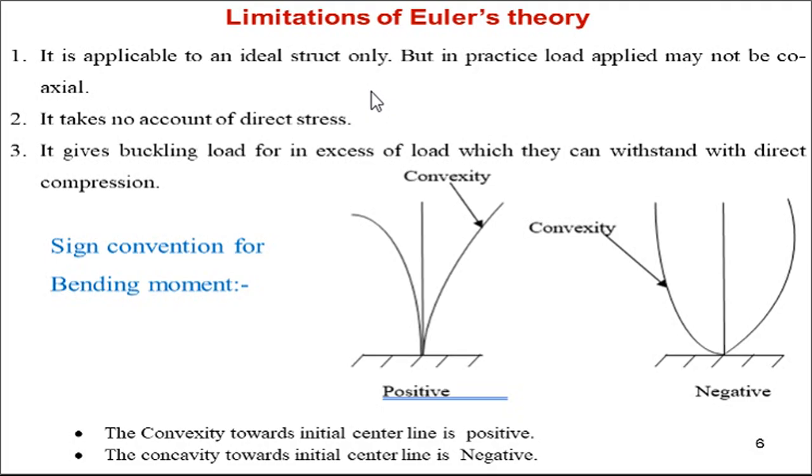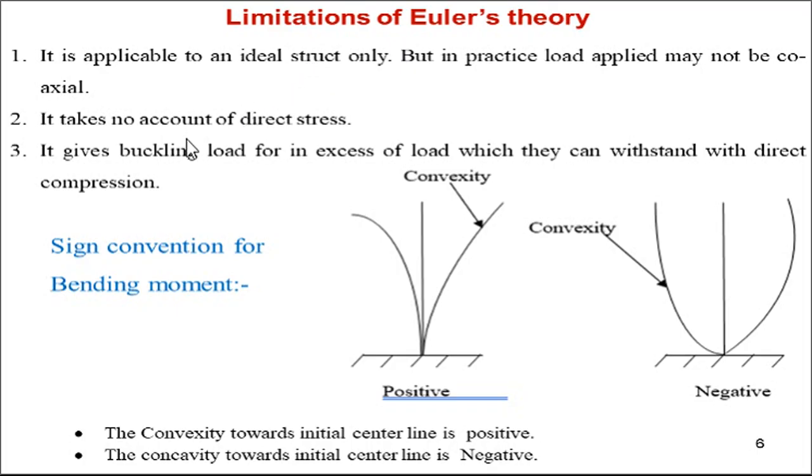But in practice, our requirement is that the load and the axis of the column are coaxial, but sometimes it may not fulfill this particular criterion. That is one of the limitations.